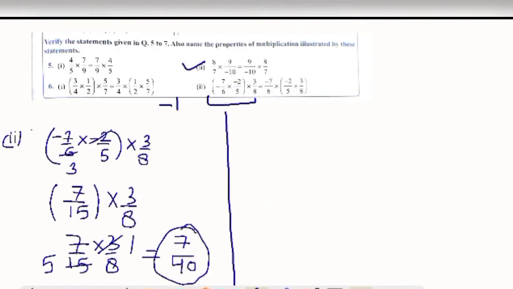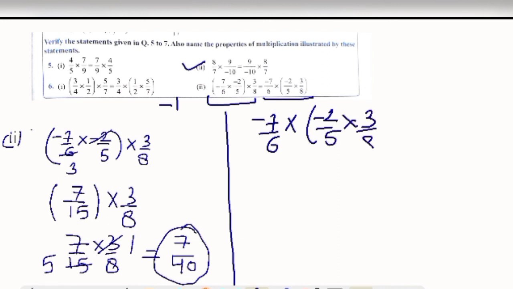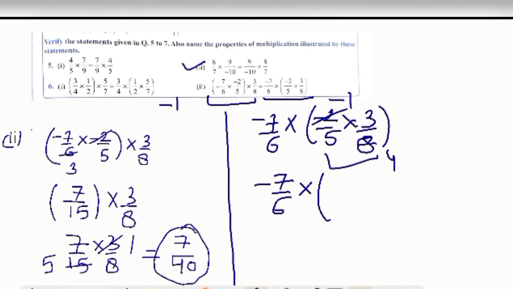Now calculate the right hand side. Right hand side was this. Okay. Minus 7 upon 6 multiply minus 2 upon 5 multiply 3 upon 8. Now firstly you will solve these two terms. Why? Because these are enclosed in bracket according to BODMAS. Firstly we solve the bracket now. So 2 ones are 2 of minus sign, 2 4s are 8. What we are getting in numerator? 3 ones are 3 of minus sign, and in denominator 5 4s are 20.